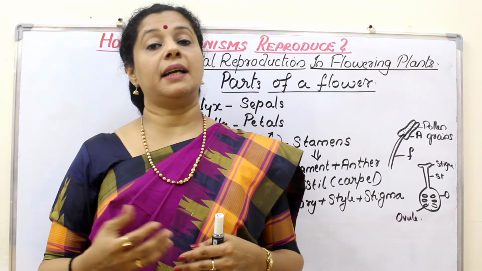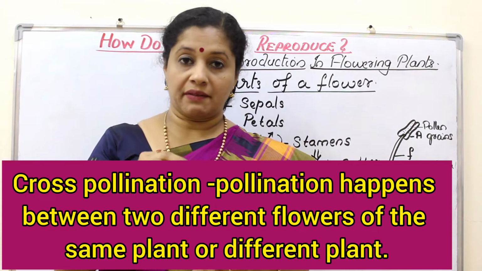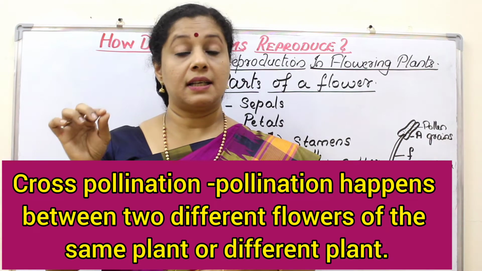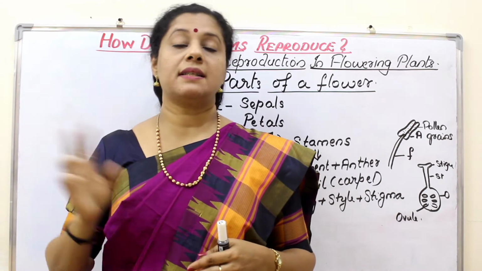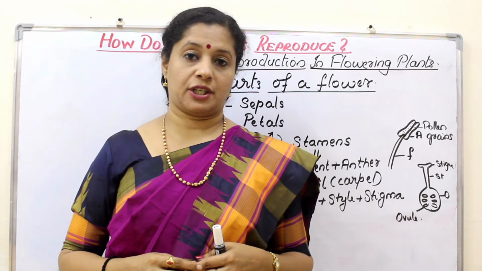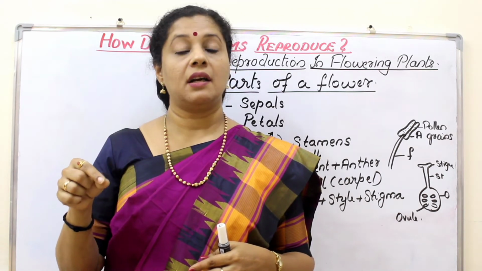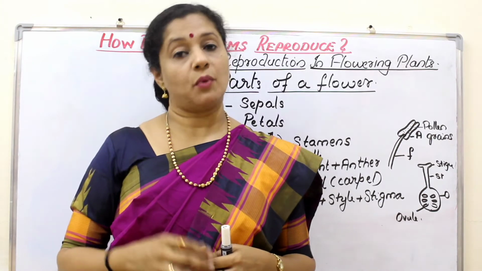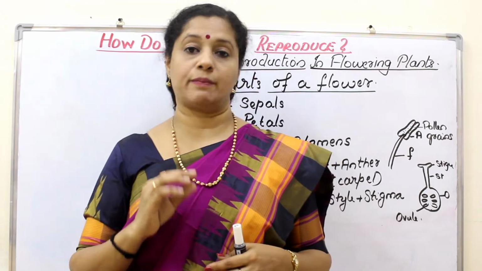Now, second type is called cross-pollination. That is, if the pollen grain of one flower falls on the stigma of another flower. The other flower can be in the same plant or in a different plant. Both the cases we call it cross-pollination. So, if the pollen grains fall on the stigma of another flower of the same plant or another plant, then it is called cross-pollination. So, pollination can be of two types, self-pollination and cross-pollination.